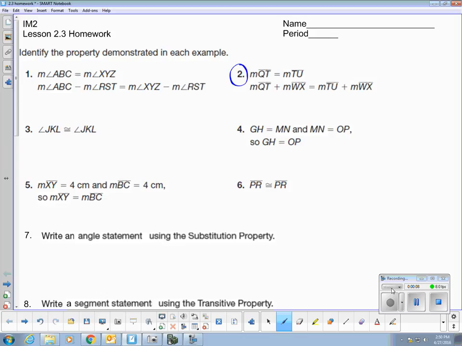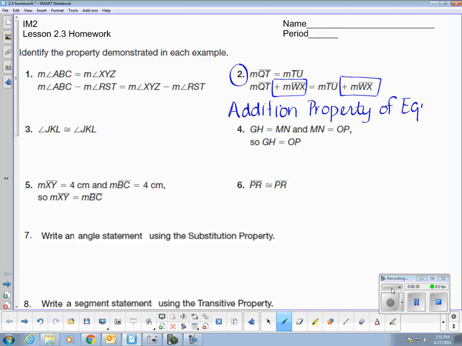Or demonstrated in question number 2 is the addition property of equality. And the reason is I am adding equally to both sides of this equation. When I add equally to both sides, we call that the addition property of equality.